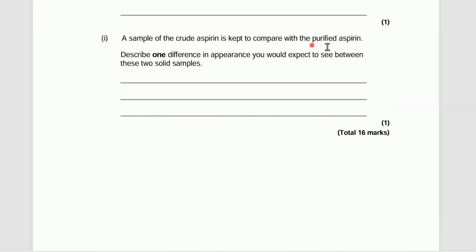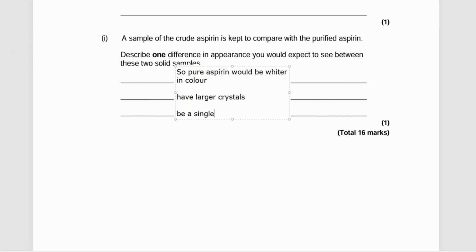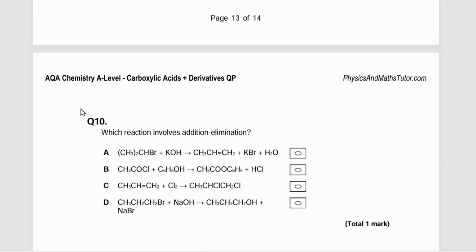All right, where are we? Last part to the pack. A sample of crude aspirin is kept to compare with purified aspirin. Describe one difference in appearance. Right, if you have something that's a mixture, you're going to get, so aspirin is white. Pure aspirin will be white. A mixture will be an off-white color. Why? Because there's more than one thing in it. So if you mix different paints together, you're going to get a mixed color. But if it's pure, you're just going to get something made of one clear color. It'll be shinier. It'll have larger crystals, more pointy, sharper crystals. Not all different sizes of crystals. So if it's a mixture, you're going to get a mixture of shapes, sizes, colors.